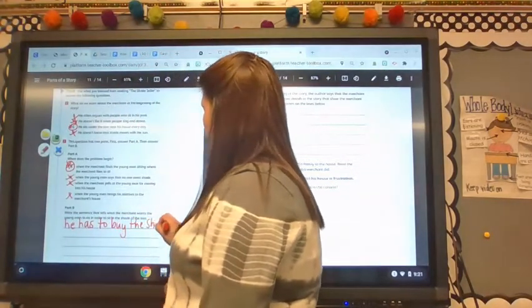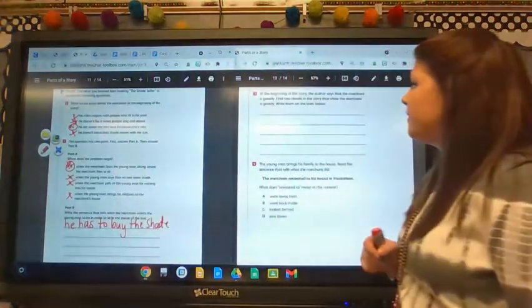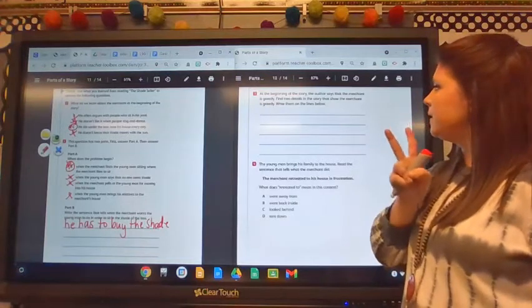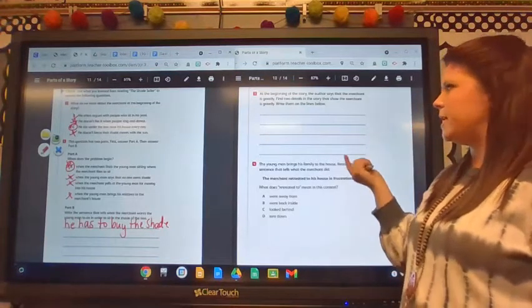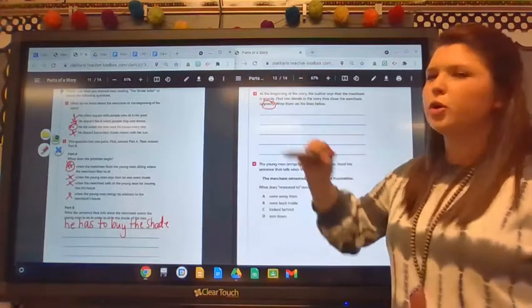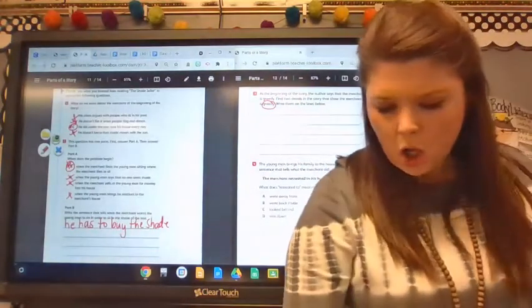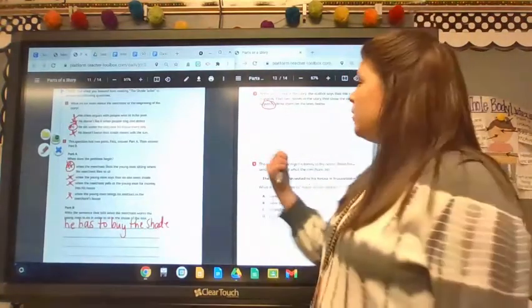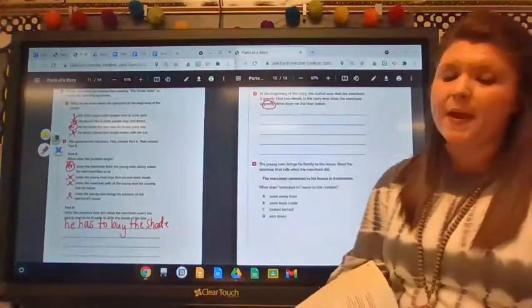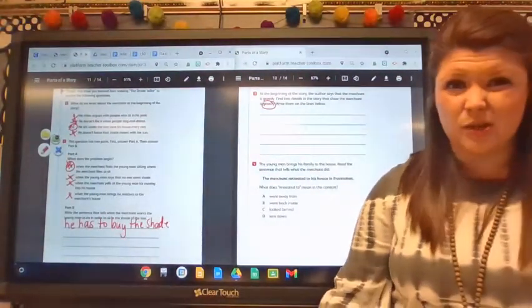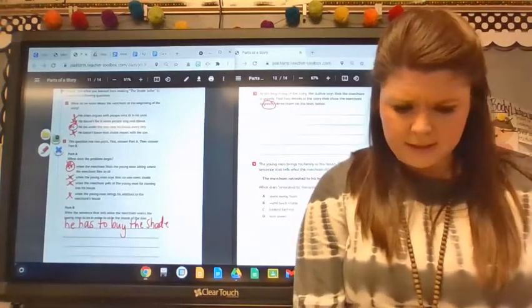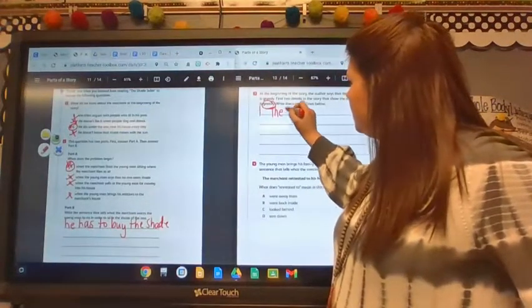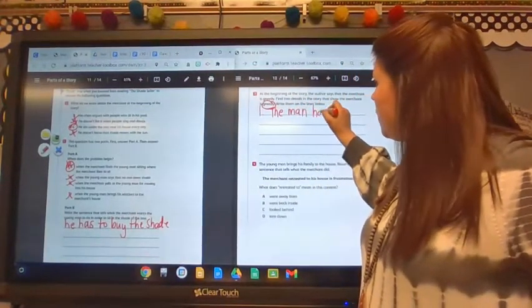All right, now let's go to number 3. At the beginning of the story, the author says that the merchant is greedy. Find 2 details in the story that show that the merchant is greedy. Write them on the lines below. Remember, greedy means selfish. They want it all to themselves. They don't want to have to share something, right? Okay, so find 2 details from the story that let us know that he is greedy. Well, one of them is when he makes the man buy the shade, right? That's one detail.